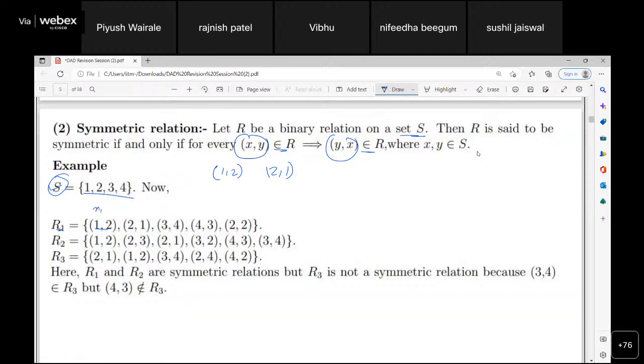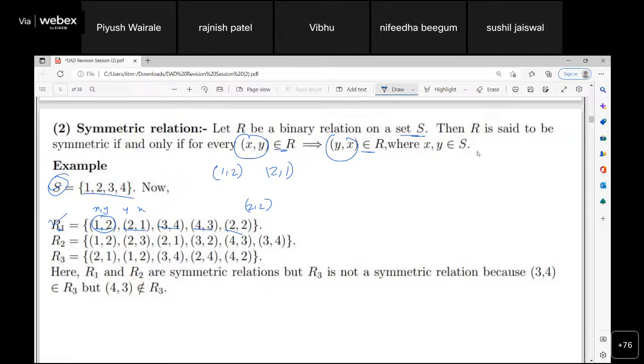That is x comma y is there, so y comma x must be present here. So 1 comma 2, so 2 comma 1 is present here. 3 comma 4, 4 comma 3 is present here. 2 comma 2, if we interchange x and y value, it will be 2 comma 2 only, right? So the duplicates are not allowed, so we can say yes, this is also a symmetric relation, right? So R1 is a symmetric relation, right?